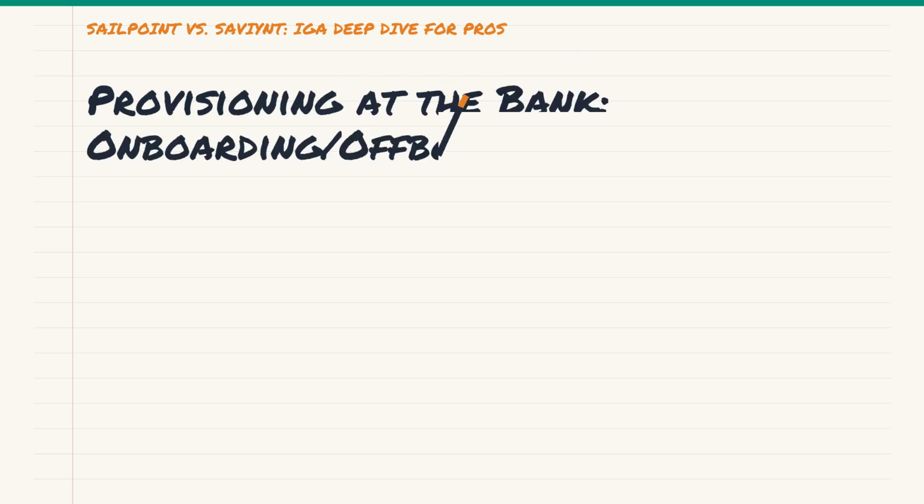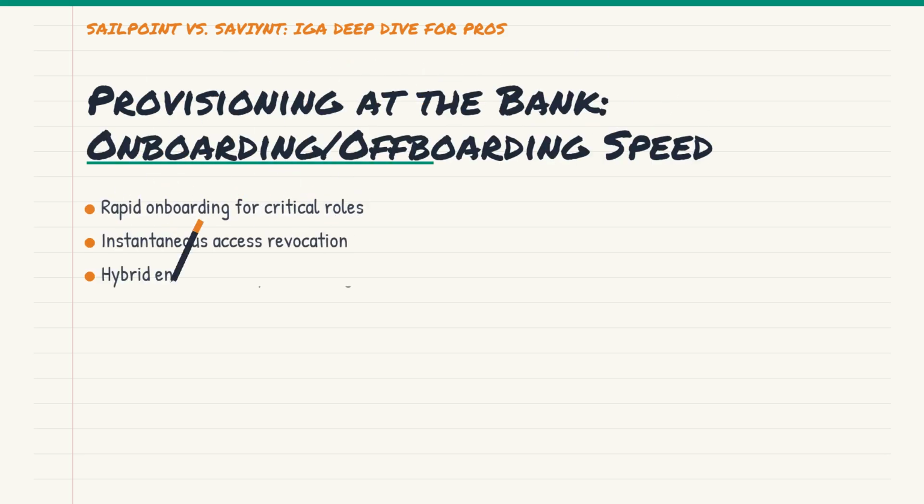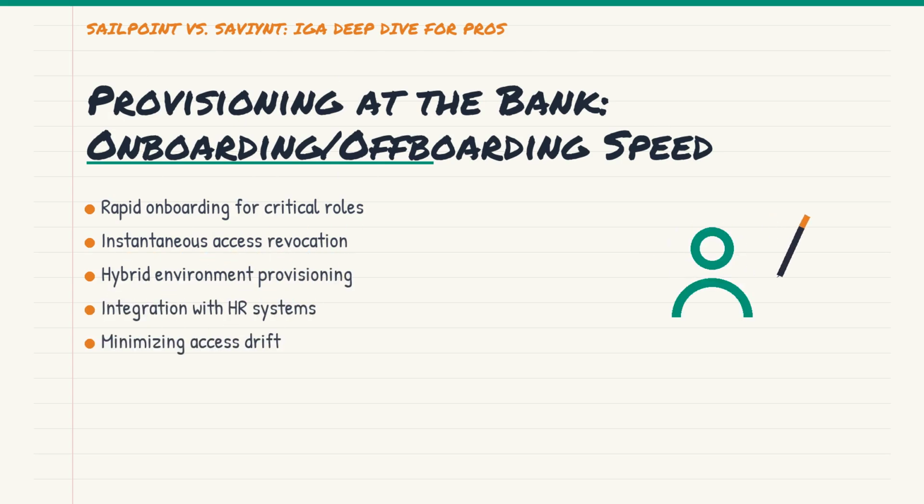Beyond SOD, provisioning is key. When a new trader joins, they need access to trading platforms, market data feeds, and compliance tools immediately at start. Conversely, when someone leaves, all their access must be revoked instantly to prevent breaches. The bank likely has a mix of cloud-based trading systems and older, on-premises financial applications. The IGA tool's ability to integrate with their HR system for triggering these events and then reliably provision across this hybrid environment will be a deciding factor. This speaks to the strength of SailPoint's HR integrations versus Saviynt's cloud-native provisioning strengths.